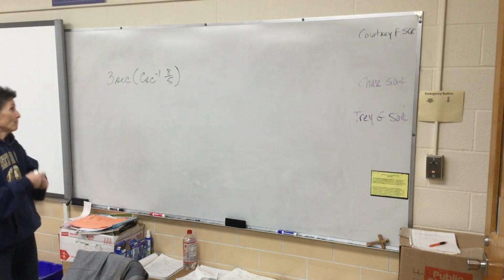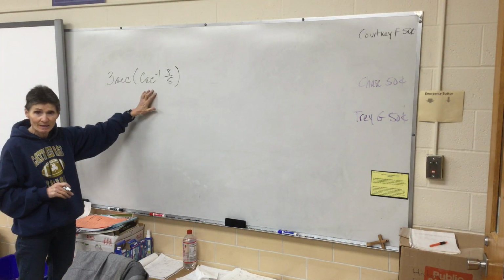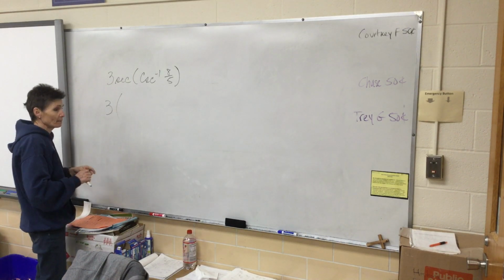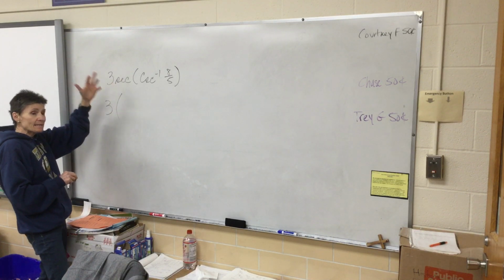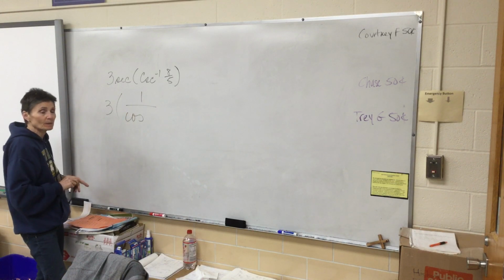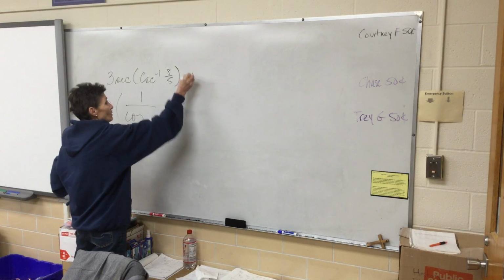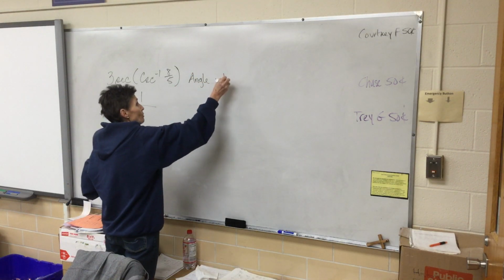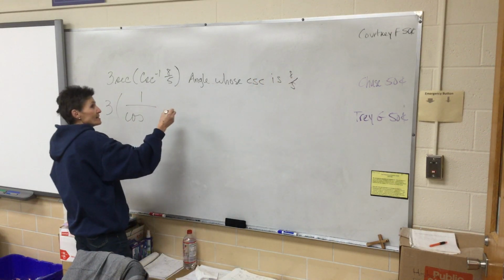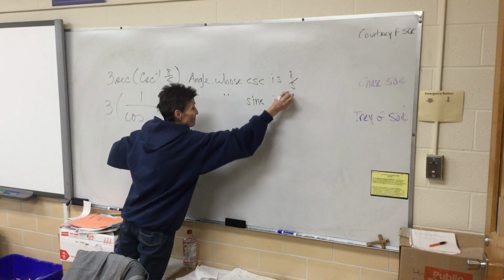Now, before I put this in my calculator, I'm going to rewrite it because, quite honestly, kids, I don't have either one of these buttons. So what am I going to press? Well, I'm going to press 3 times something. I need a secant, and I know that a secant is 1 over the cosine. This is the angle whose cosecant is 8/5. Well, that's the same as the angle whose sine is 5/8.